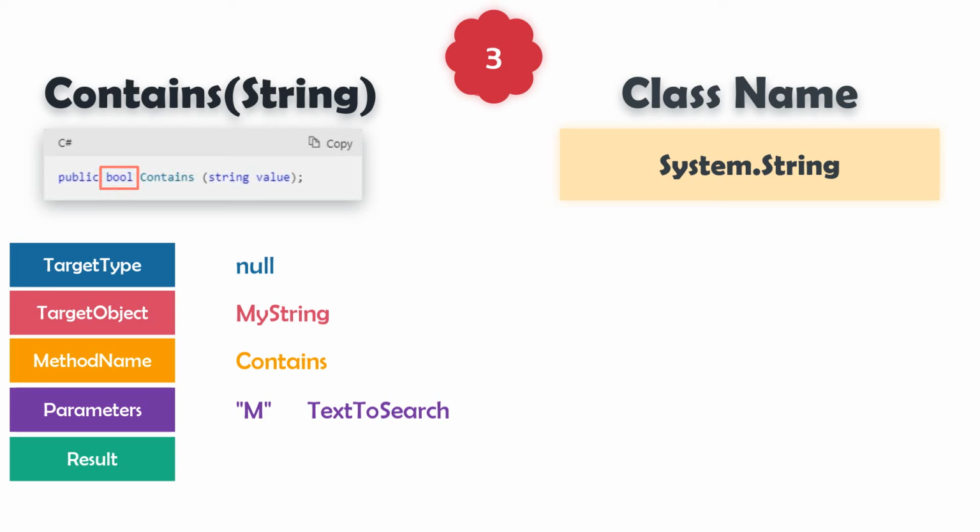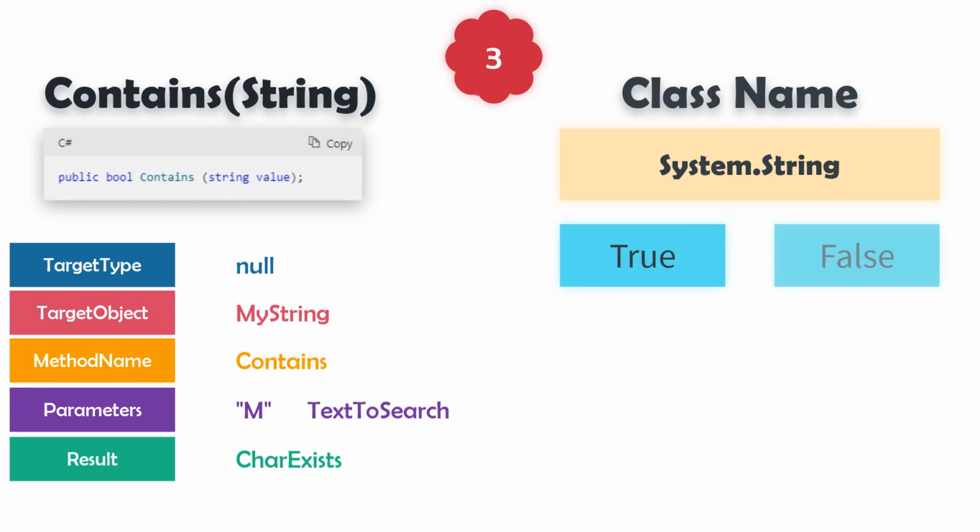So we need to create a variable of type boolean, to store the result of this method. For example, variable char exists. The result is true, if we have the letter M in the variable my string. Or it's false, if we don't have the letter in the string variable. That's it. Let's do it in UiPath.